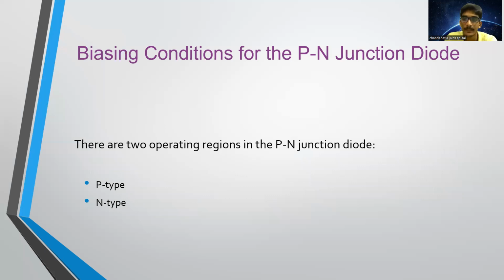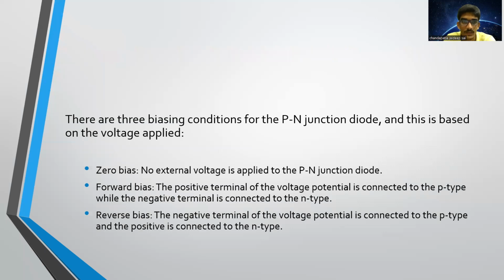Biasing conditions for PN junction diode. There are two operating regions in the PN junction diode: one is P-type and another one is N-type. So let's see the biasing conditions for the PN junction diode.